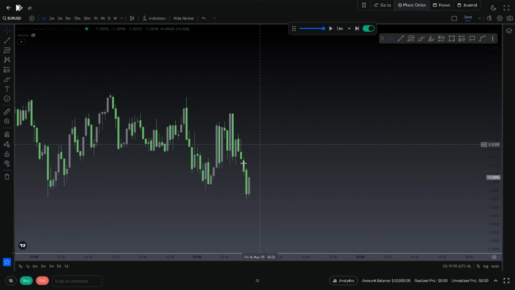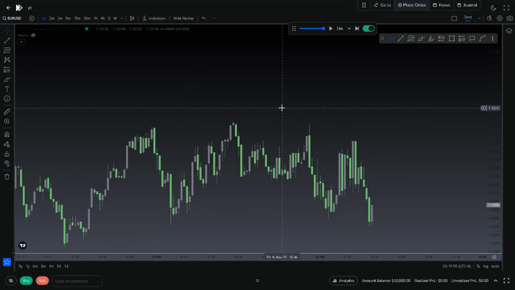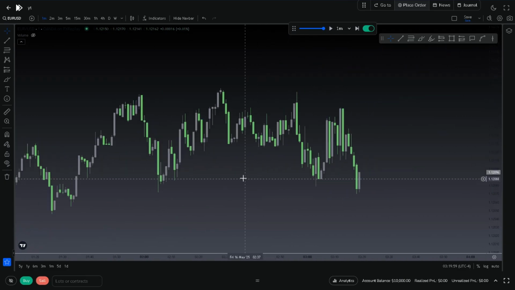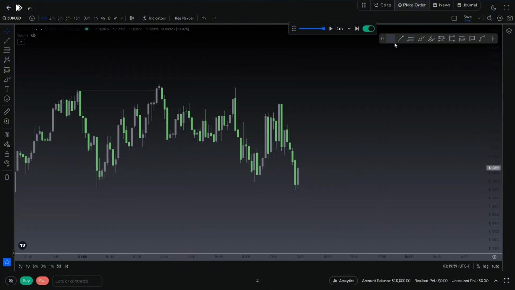Not quite, because it's not a body close. A break of structure has to be a body close. Okay, so when we're seeing stuff like, where is it? We'll just use this now. So you can see when this gets broken here, we can see that the actual body of the candle closed above the high, so that is a valid break of structure. Okay, if it was just a wick, then it doesn't count.